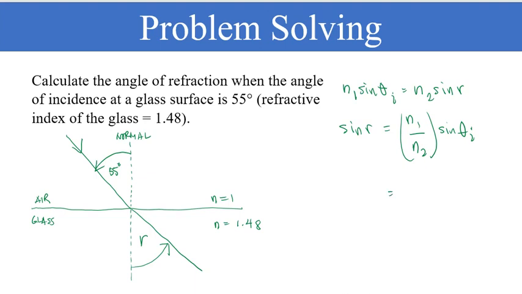If I substitute now, my N1 is 1, my N2 is 1.48. I work that out and I multiply by the sine of 55 degrees. Now, that is going to give me the sine of R. So give it a shot. What is the sine of R equal to?